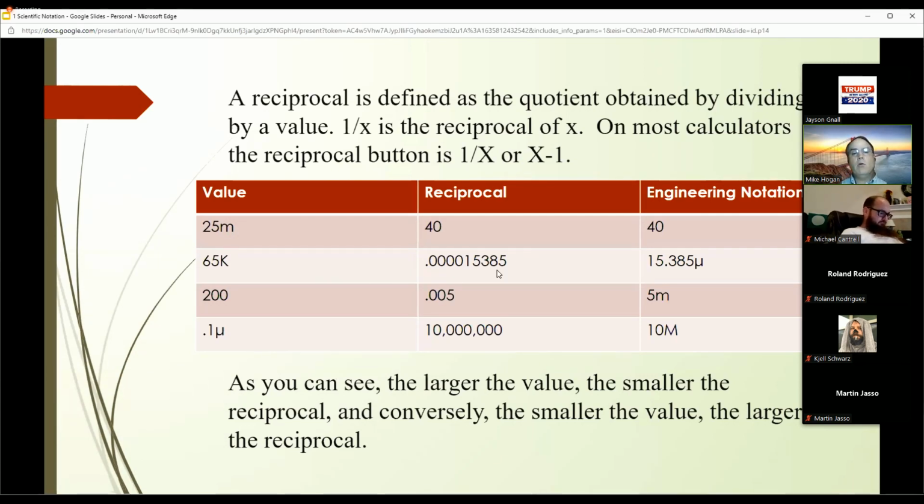So when we're looking at these values, the reciprocal, don't freak out about the math. Just make sure you understand what's taking place here. I'm taking 1 and dividing it by 65,000. I get this very small number. Then in order to convert that to engineering notation, I have to move the decimal.